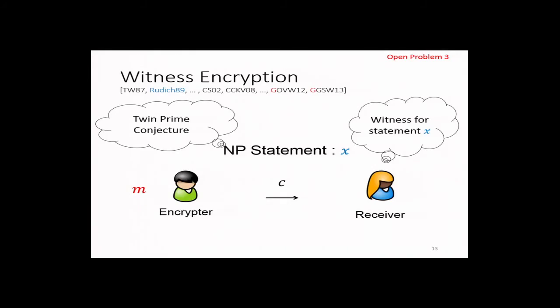So something really cool about this primitive is that at the time of encryption, the encryptor doesn't even know whether the statement that he's encrypting to has a solution or not. Okay? So at the time of encryption, I don't know whether the SAT formula has a satisfying assignment or not. I don't know whether the twin prime conjecture is true or not. And if it does, there could be an exponential number of them, and each one of them should enable decryption.